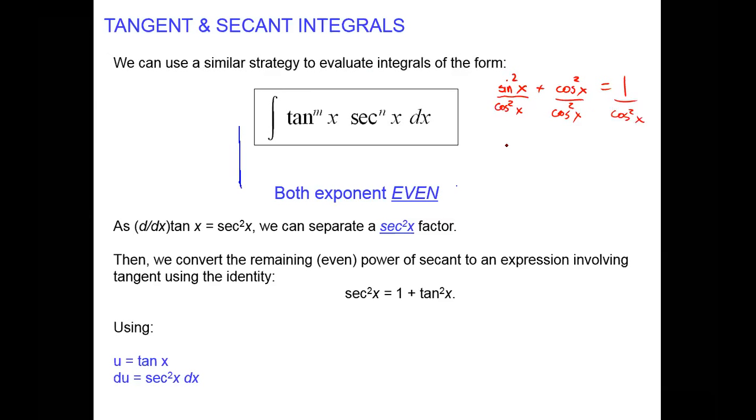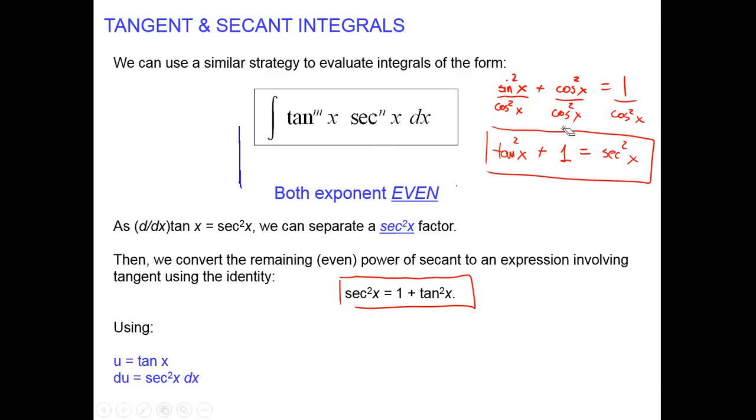Sine square of x over cosine square of x, of course, is tangent square of x. Cosine square over cosine square is 1. 1 over cosine square is secant square, of course. Can you see? This is the Pythagorean identity also, but in terms of tangent and secant. And now I can say secant square of x can be rewritten in terms of tangent, and we will need also the other way. Tangent square is just secant square of x minus 1.